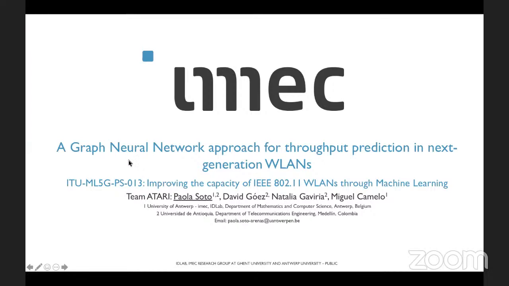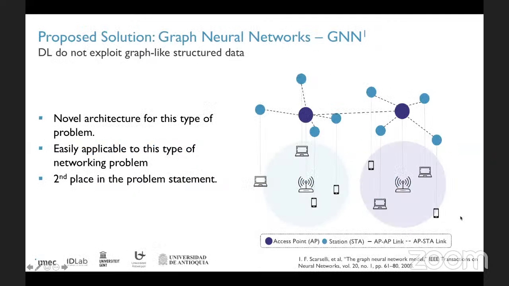So, hello everyone, I'm Paula Soto, leader of Team Atari and PhD student of Universitat Antwerpen and Universidad Antioquia. And this is our solution, a graph neural network approach for throughput prediction in next generation WLANs. In the problem statement, we were asked to predict the aggregated throughput in highly dense scenarios with WLANs that use channel bonding. Channel bonding is a technique proposed for Wi-Fi that increases the channel capacity by bonding 2 or more adjacent channels. In that way, Wi-Fi can deliver a higher throughput per user.